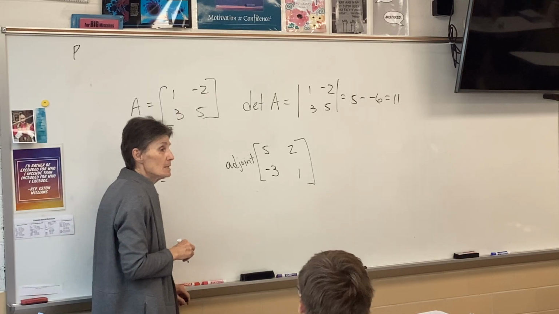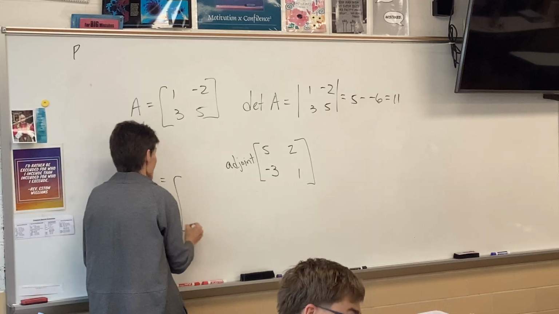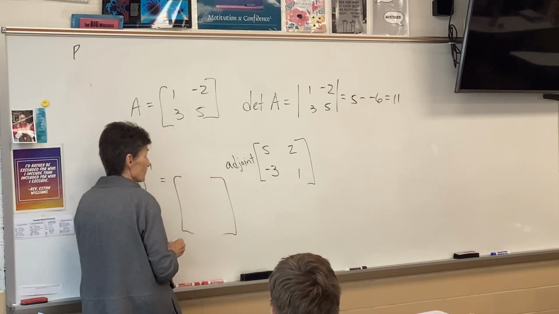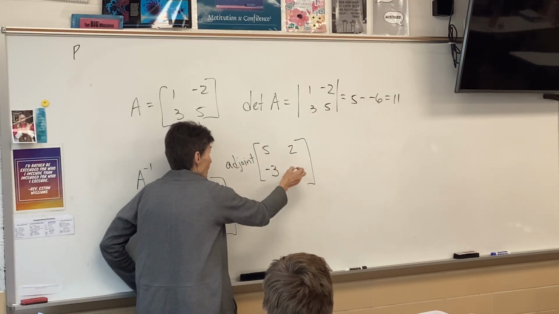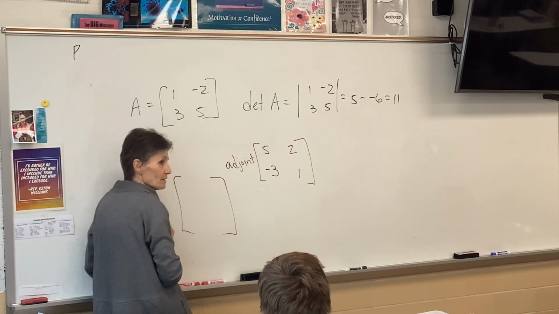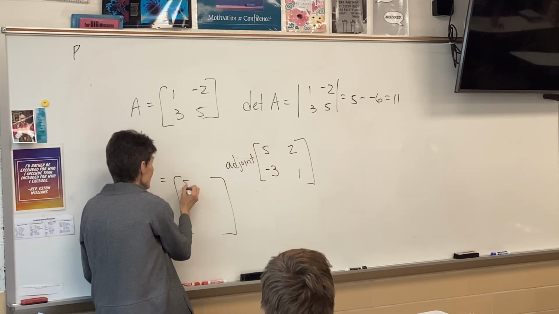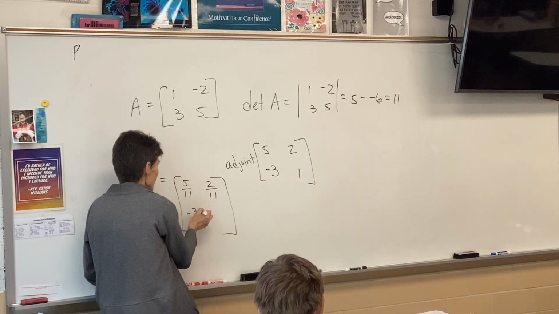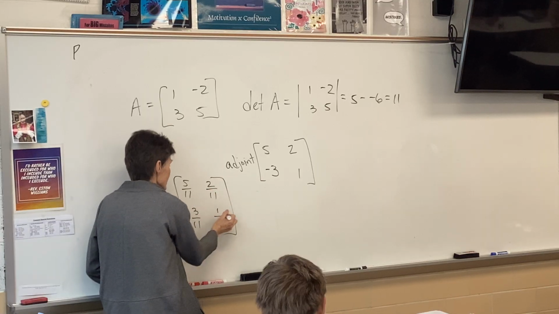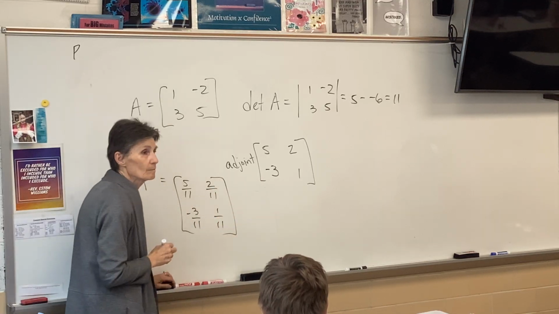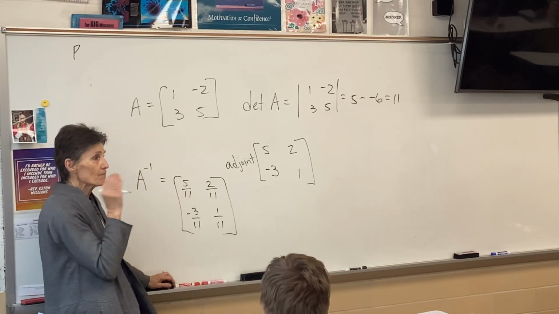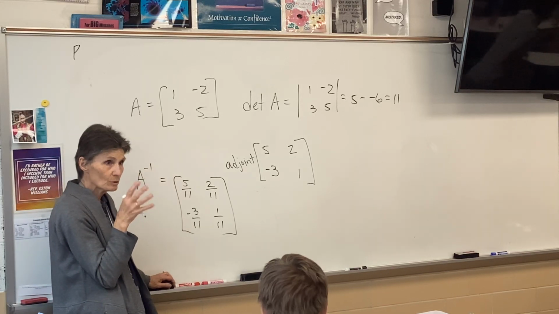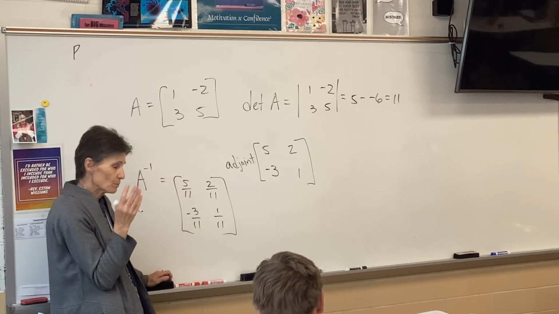Now, your inverse are these numbers over 11. So 5 11ths, 2 11ths, -3 11ths, and 1 11th. If your fractions reduce, you need to reduce them.